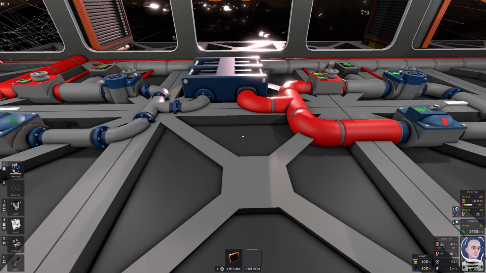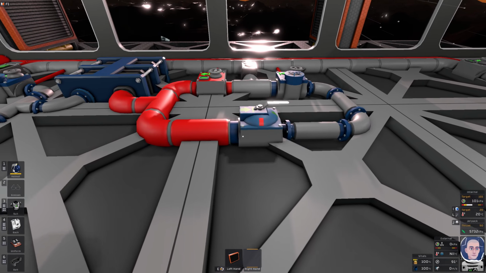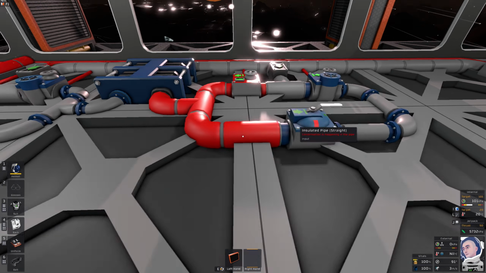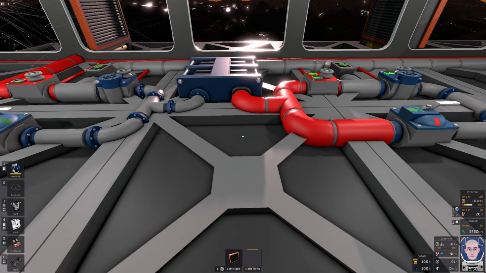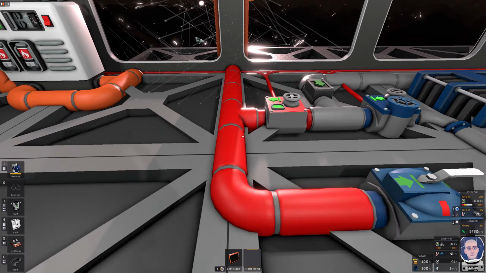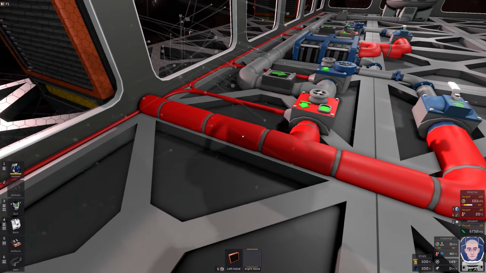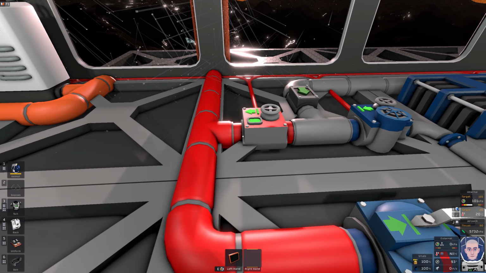All right. So this obviously, quote unquote, works. It's definitely not the most efficient design, but it's functional. And, for example, here I'm letting in, heating this pipe back up during the day.